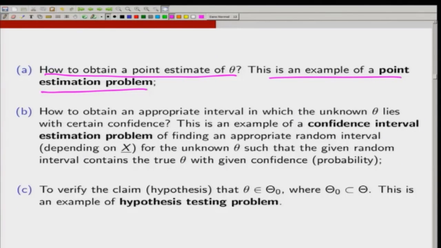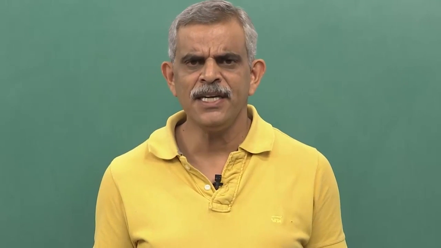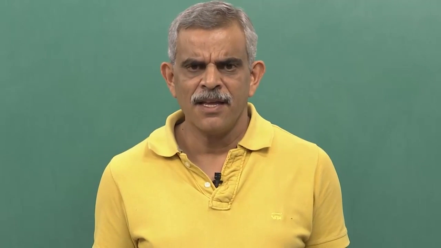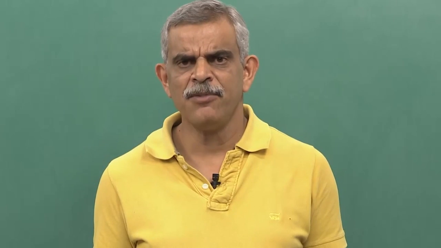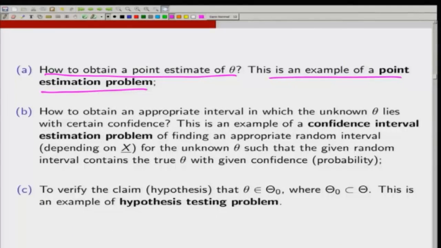Now, this theta could be vector valued as well. In this example, it is taking values in R because it is the lifetime of a typical bulb produced by the company. Now, sometimes I may not be interested in knowing the exact value of theta, but I may want to know the interval in which theta belongs with certain confidence. And that leads to how to obtain an appropriate interval in which the unknown theta lies with certain confidence.